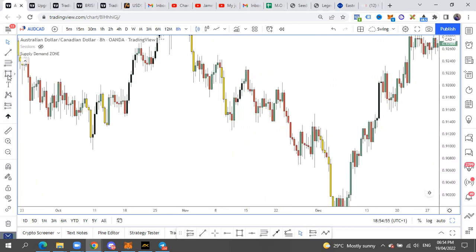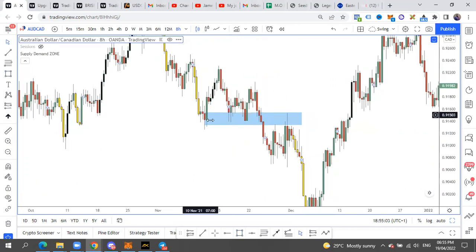So, Mr. Mayowa, look at this. This is a drop, a base, a rally. Look at the flip zone, okay? A drop, a base, a rally, okay? So this becomes a supply. Drop, base, drop. Okay, this becomes my sell.